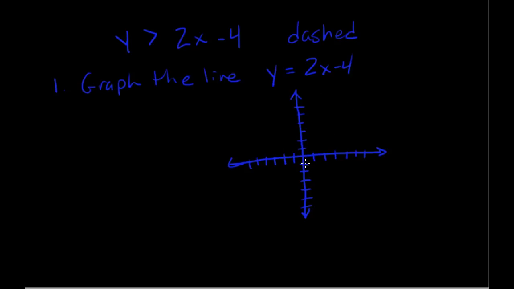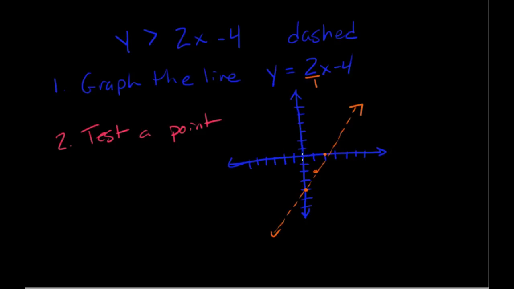So we're going to start at y is equal to -4, which is right here. And then we're going to follow this slope of up 2 over 1, up 2 over 1. And then we're going to draw, and hopefully I'm going to do this fairly straight, a dashed line that goes through those points. So there's our line.